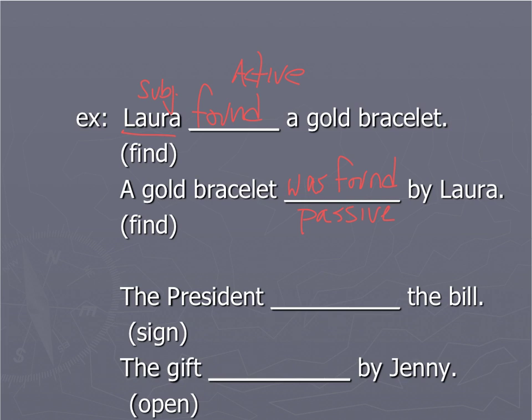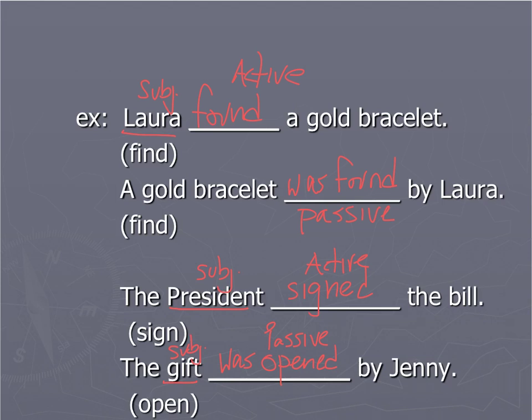So for the first one, the president, we're going to say, signed the bill. All right, signed is our verb, president is our subject. So this is going to be active voice. All right, and then we're going to say opened. The gift, I wouldn't say the gift opened by Jenny, you'd say the gift was opened by Jenny. Gift is our subject. So that's going to be passive.